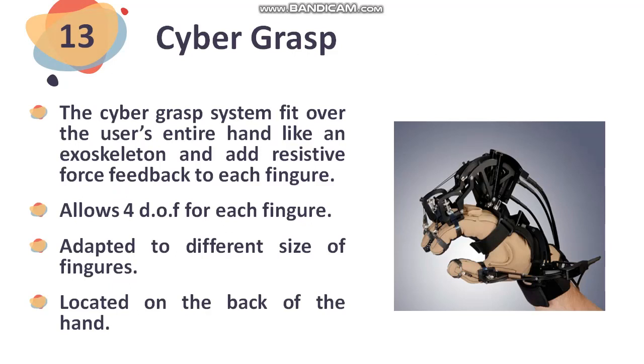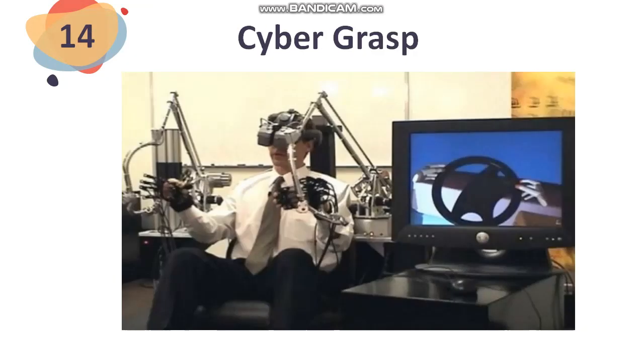Next one is cybergrab. The cybergrab system fits over the user's entire hand like an exoskeleton and adds resistive force feedback to each finger. It also allows 4 degrees of freedom for each finger, and it can easily adapt to different sizes of fingers and is located on the back of the hand. Here you can see the grab is located on the back of the hand, and it can easily fit to the fingers of a human.